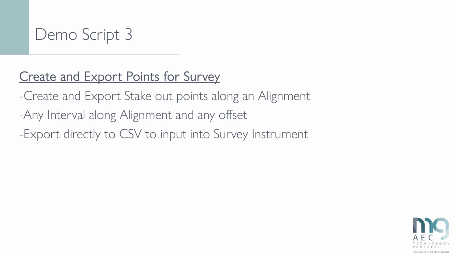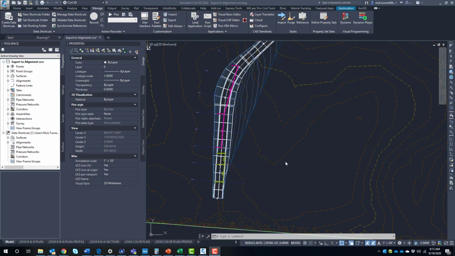So instead of going through the time-consuming process of creating these points at certain intervals and offsets from my alignment that I want my guys in the field to stake out, I can just put those inputs into Dynamo and stake those right out from the CSV file that it's going to output. So let's jump back into Dynamo and check this one out.